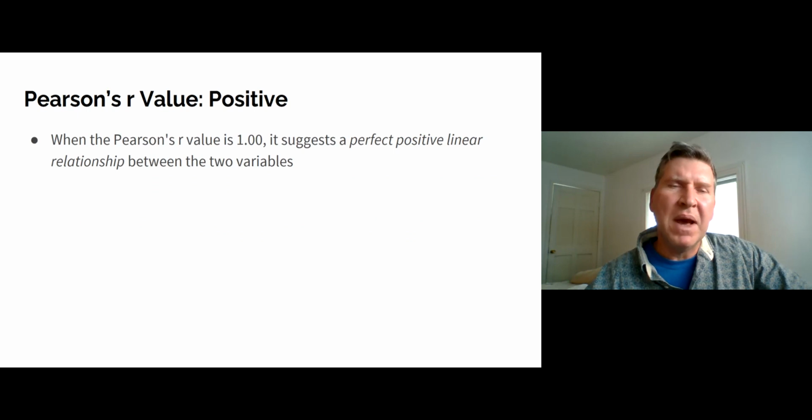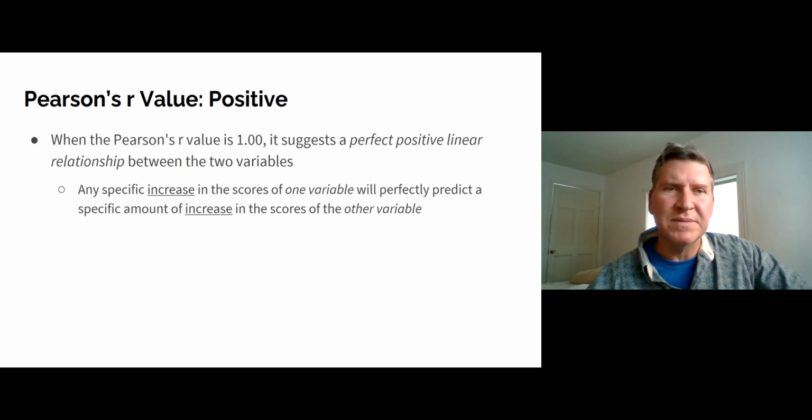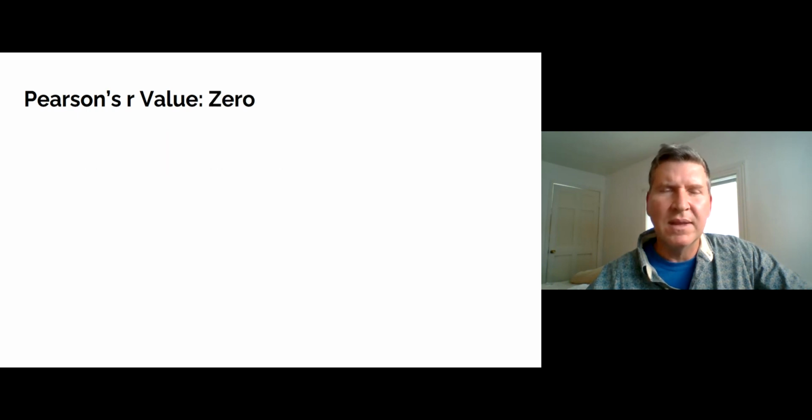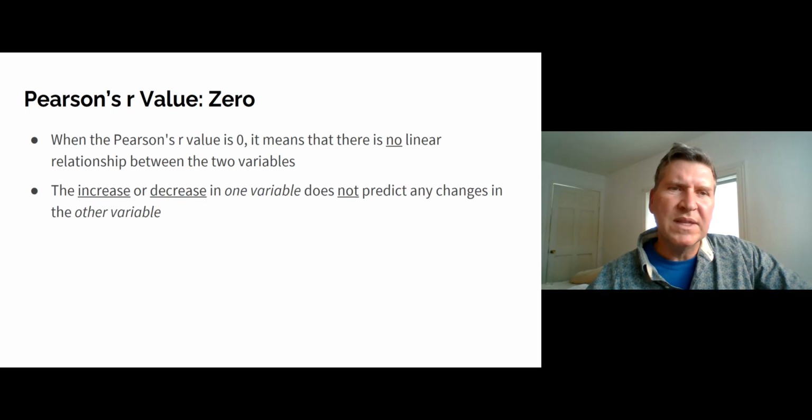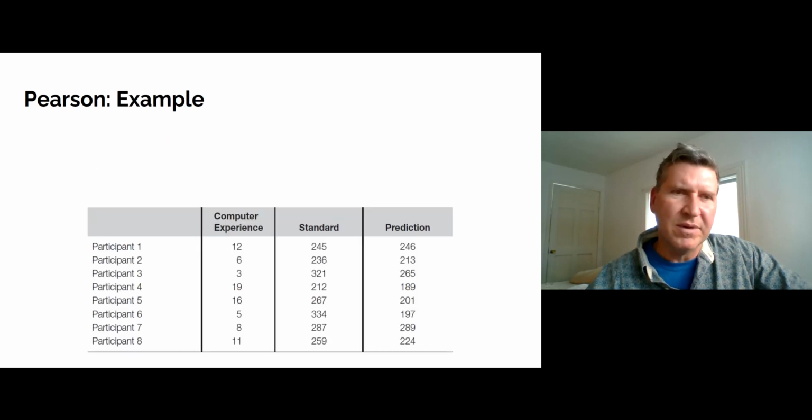So when we have a positive R value, this means that we have a perfect positive linear relationship between the variables. Any increase in the scores of one variable will perfectly predict a specific amount of increase in the scores of the other. When we have an R value of 0, this means there's no relationship at all between the two variables. The increase or decrease of one variable does not predict any changes in the other variable.